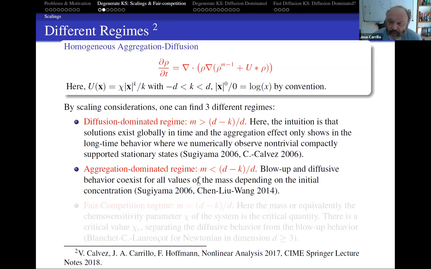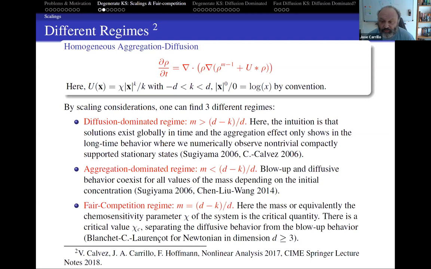And finally, what we usually call the fair competition regime. The fair competition regime corresponds to the case in which you have an exact relation between m and k, which is m equals one minus k over dimension. In that case there is a critical parameter, and in the way I wrote the equation I'm writing the critical parameter in terms of chi, not in terms of the total mass, which is probably for some of you in the audience the classical way.